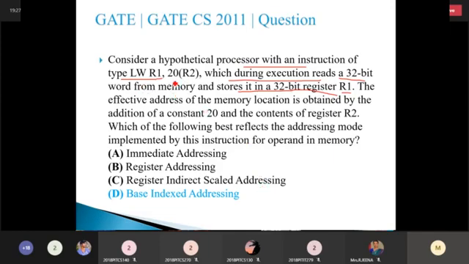By seeing this instruction itself, which is indexed using a base value, we can reach a conclusion here. The addressing mode implemented by this instruction will be base index addressing. Okay, so this is the addressing mode for this instruction.